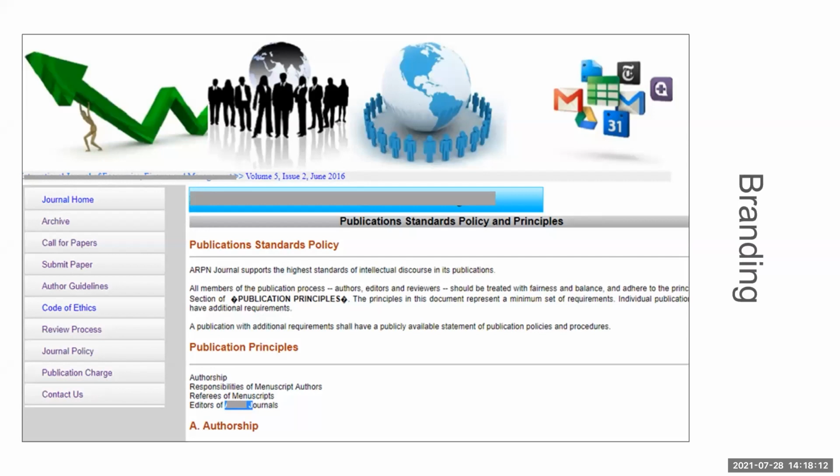You can see some garbage characters here, which often indicates that it's been copy pasted. There's a lack of transparency on this website. It's not indicated who the editorial board is, what is the name of the editor. So all of these add up to be very suspicious.